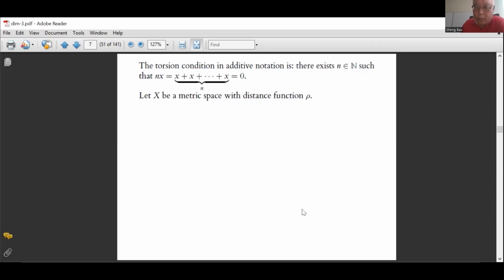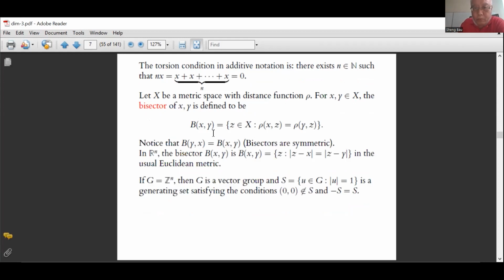We don't just say we want this condition without explanation. Then we define the bisector. We defined it already a long time ago, in batch 1 or 2. Euclidean bisector. And now we'd like to consider this vector group, which is the n-fold Cartesian product of the ring of integers. And when n is equal to 2, this is called the Gaussian integers.